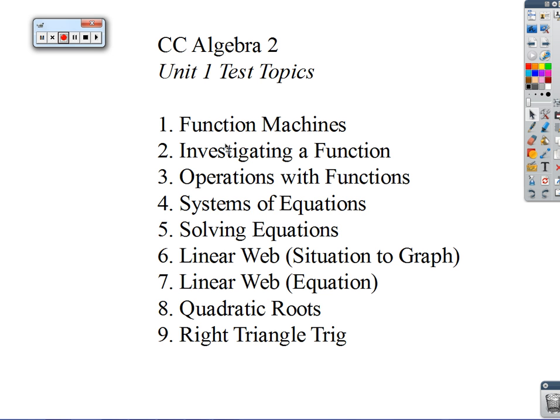Okay, here we are with our Unit 1 test review for Alg 2. Hopefully everybody does well. This list you've been given, you also have a review sheet. It would be a good idea to take notes on that. You are not allowed to use your toolkit.